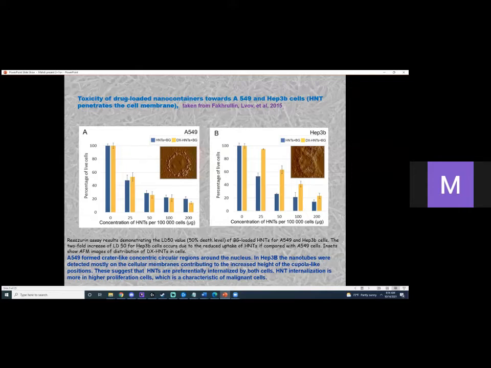Because A549 formed crater-like concentric circular regions around the nucleus. In Hep3B, the nanotubes were detected mostly on the cellular membranes, contributing to the increased height of the cupola-like positions. These suggest that HNTs are preferentially internalized by both cells. HNT internalization has a higher proliferation of cells, which is a characteristic of malignant cells.